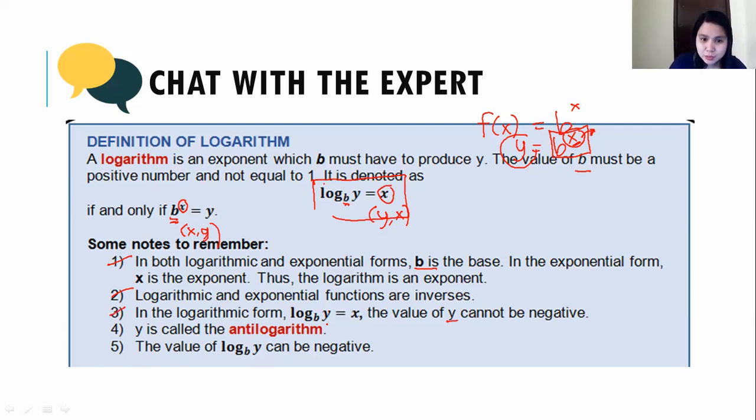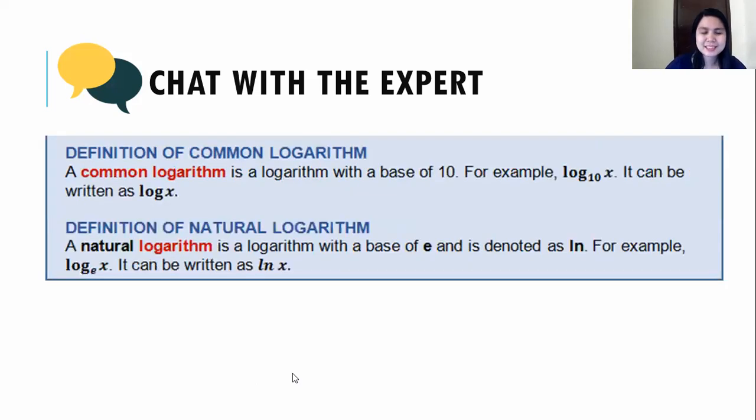Again, this one. The answer to this should never be negative. If you want to check, try using your calculator. You press log -1. It will not give you the answer. Y is called the anti-logarithm. And the last one is the value of x cannot be negative. So the answer to this must never be negative. It's always positive.